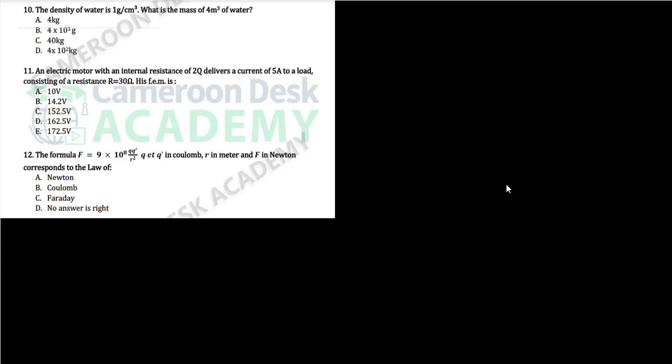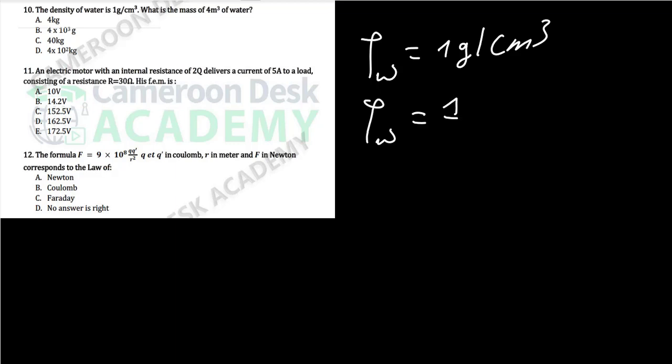So question number 10 says the density of water is 1 gram per cm cube. What is the mass of 4 meters cube of water? So the density of water is equal to 1 gram per cm cube. Let's convert it to SI units. So the density of water will be 1 gram, which means 1 times 10 to the negative 3 kilograms, divided by 1 cm cube.